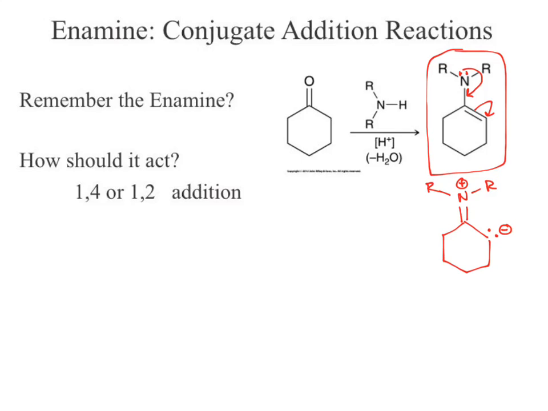Okay. You now have a nucleophilic carbon that could potentially go through and do all the same chemistry that our enolates went through and did. But now the next question, of course, is which would we expect it to do? Would we expect it to do a 1,4 or a 1,2? I would say 1,4. Okay, why 1,4?